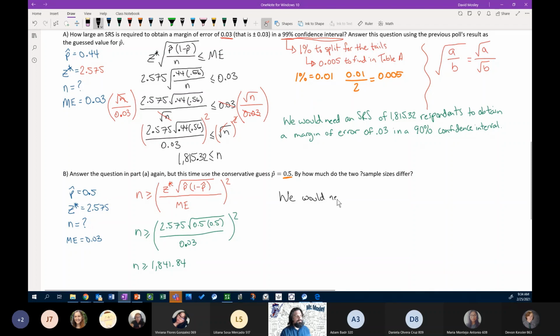So we would need an SRS of 1,842, which is 26 samples larger. And now we've answered question B. So is there anything else I can clarify? Any questions you have?